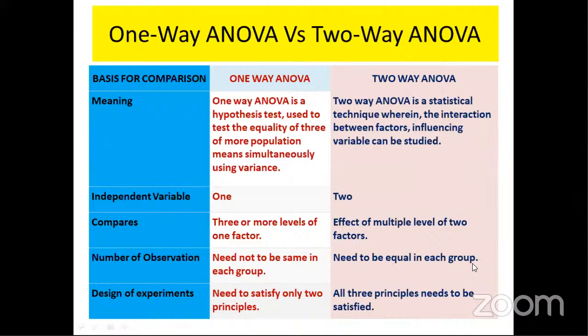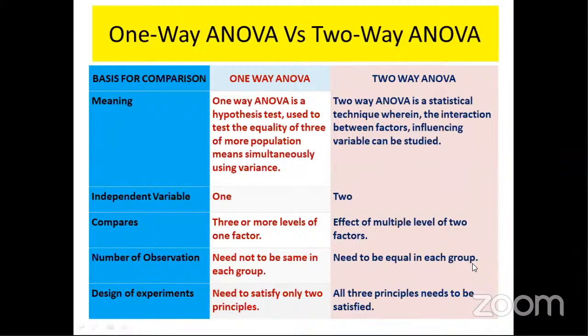But two-way ANOVA is actually a statistical tool used wherein there is an interaction. So three or more also, all right? But there is an interaction between the factors influencing the variable being studied. So in other words, you make use of two-way when you want to see if there is an interaction. Afterwards, I will give you an example if there is time. So in this case, two-way is used.